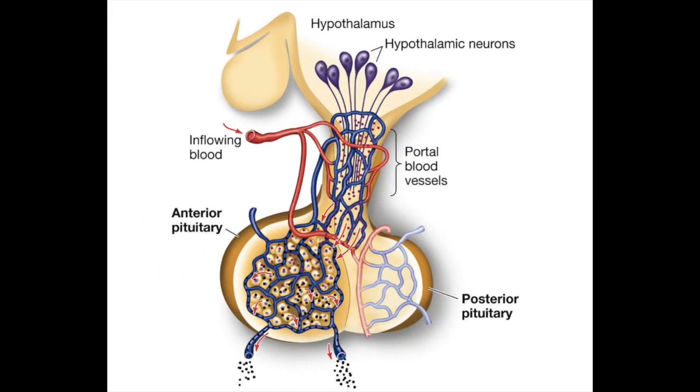Other hypothalamic neurosecretory cells control the anterior pituitary. The anterior pituitary releases a wide range of hormones that regulate secretions from other glands throughout the body. The hypothalamic neurosecretory cells release hypophysiotropic hormones, releasing hormones, into a portal blood circulation system that runs down the pituitary stalk into the anterior pituitary.